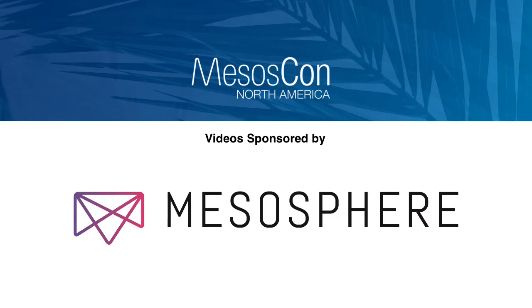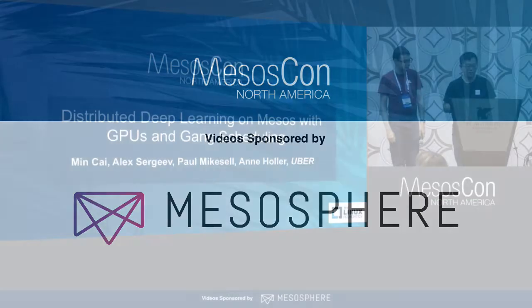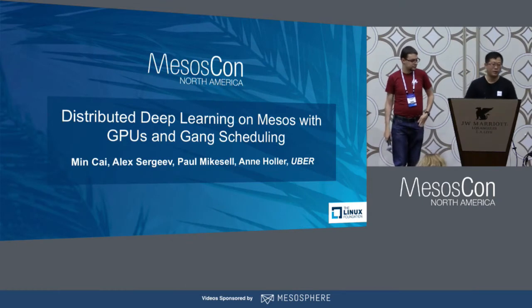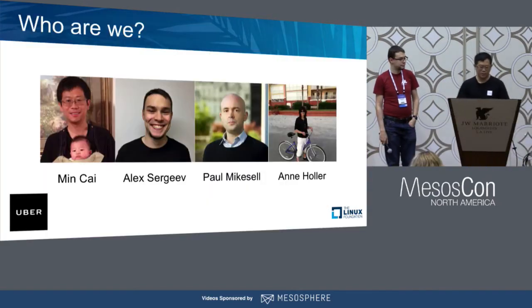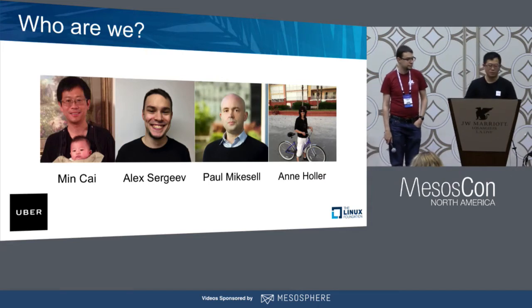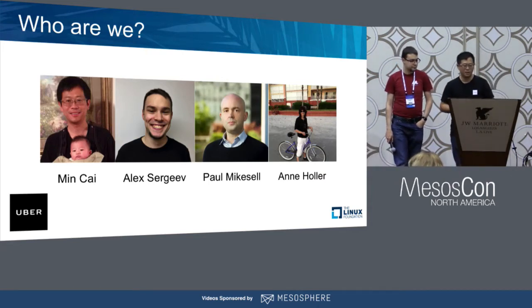Alex and me are going to present distributed deep learning on Mesos with GPU and gang scheduling. This is a project we delivered at Uber with a collaboration between the compute team as well as the Michelangelo team.